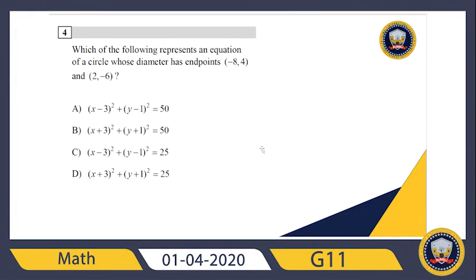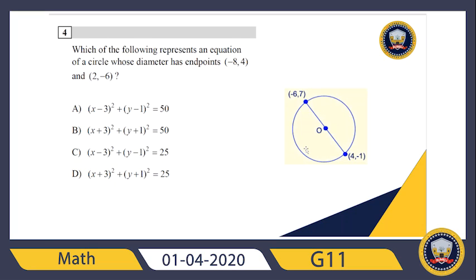Guys, the first step: we know that to find the equation we need the center and the radius of the circle. So basically I have to find the radius and I have to find the center of the circle. Try to think of the center of this circle as the midpoint between these 2 points, because you know the endpoints.